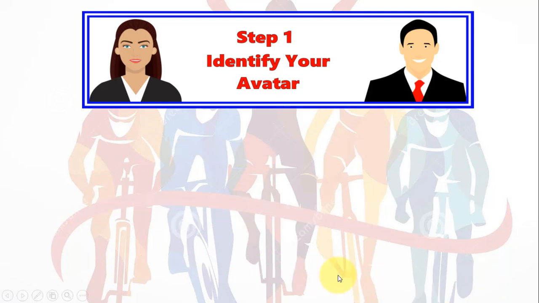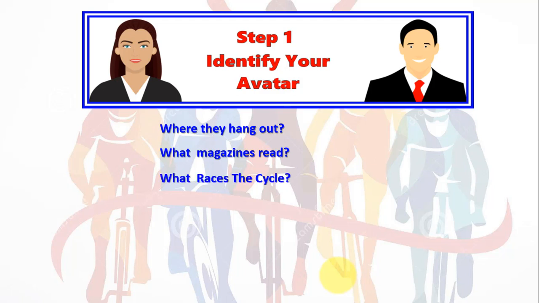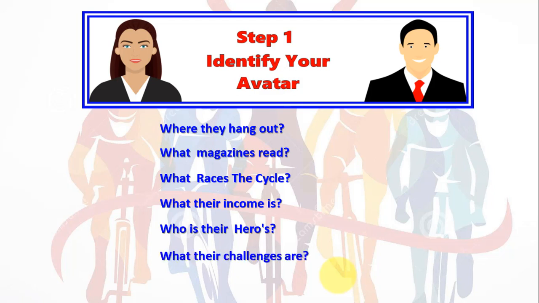So the next thing is that we ask where your avatar is hanging out. You need to know what magazines they read, what cycle races they do, what the income is, who the heroes are. Is it Lance Armstrong? Is it one of the new guys that won the Tour de France last year, or whoever it was? And what challenge are they sitting with?